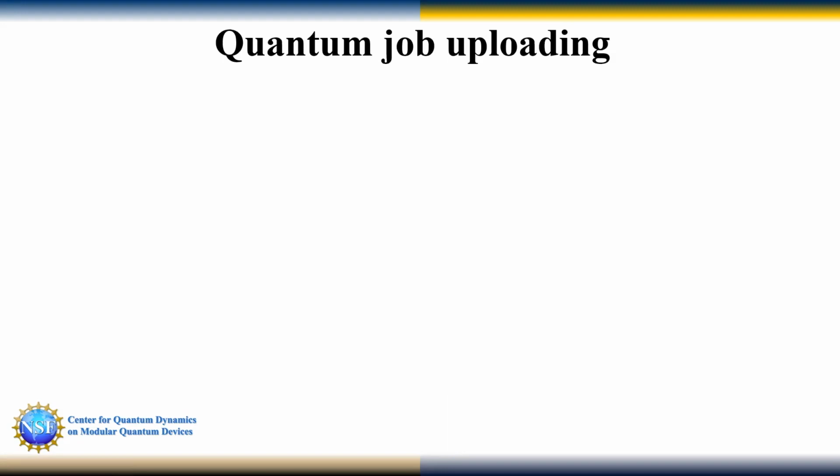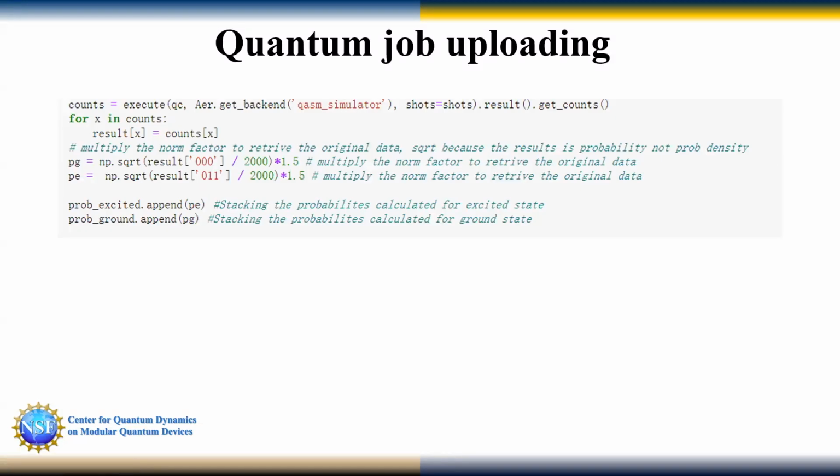Next, let's talk about how to upload your quantum jobs to the QASM simulator, which is a classical simulator, and also to the real quantum machine offered by the IBM Cloud. So first, this transpile and execute command is basically to execute the quantum circuit you built. And then this result command will allow you to get the measurement results from this operation. This QASM simulator is a simulator. And after all your simulations finish, you basically record the results here.